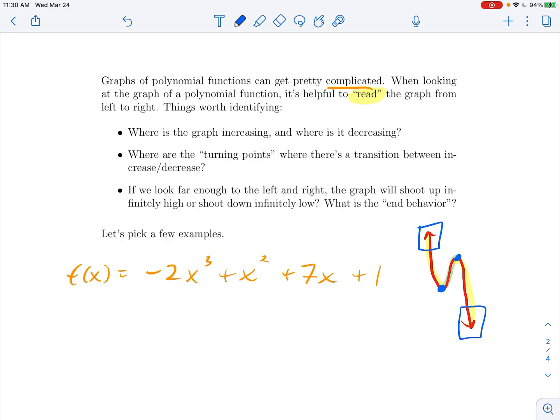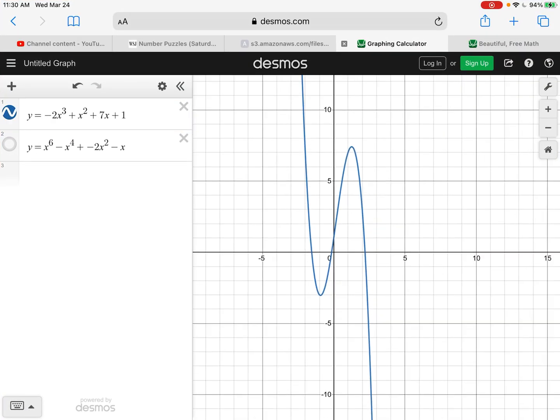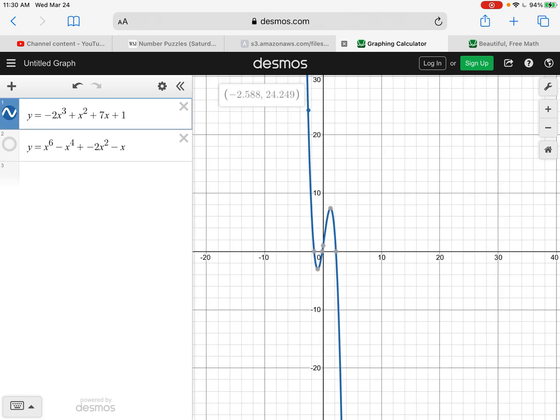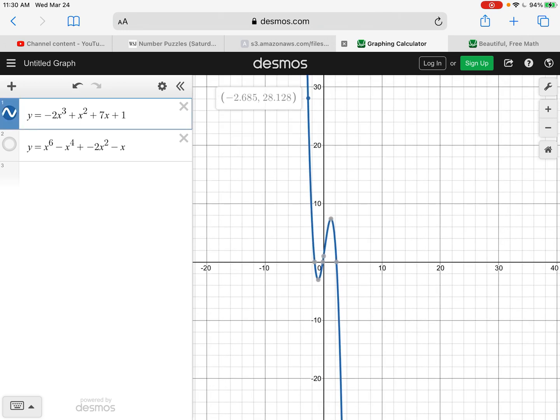But if we zoom out on this thing, on the left, we have values that are way up at the top, so it's positive on the left. On the right, we're way at the bottom, negative on the right. We call that the end behavior. There's some middle behavior, but the end behavior is positive on one side, negative on the other.